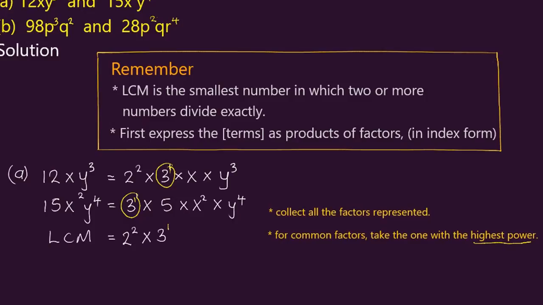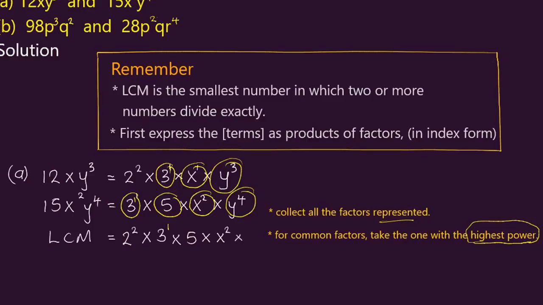Right? For the term with base 5, we only have 1, so it has to be represented in the LCM, so we just take 5. For the terms in x, we have x to the power of 1 and x squared. We take the one with the highest power, and that is x squared. And we also do the same for the term with base y, that's y cubed and y to the power of 4. We take the one with the highest power, that is y to the power of 4.